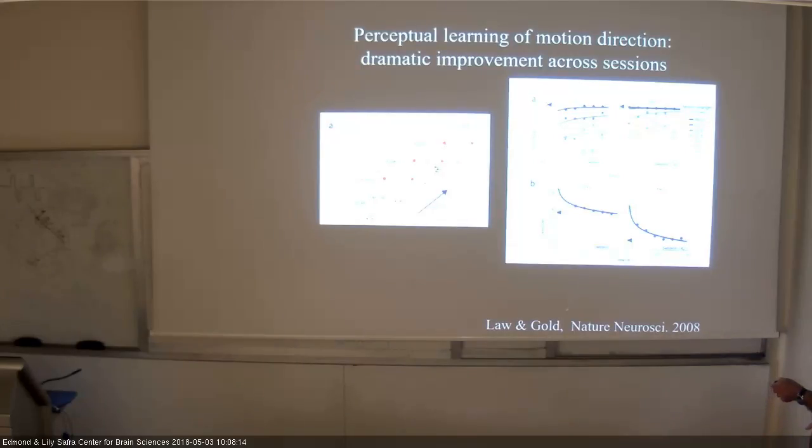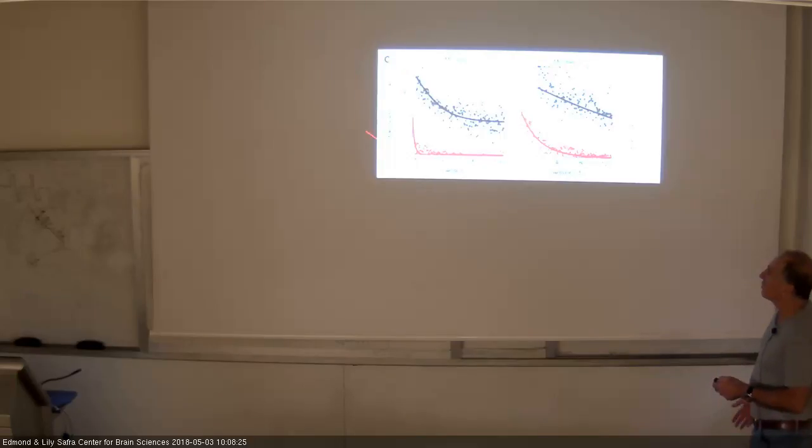So you see this here, and you see that in the late stage it's much more dramatic. Compare the dots here to here, you see that there's a big effect. So you get better, and that's just to show it in another way. Here you see the threshold in terms of coherence for one monkey and the other monkey, and you see that with the sessions, they get better.